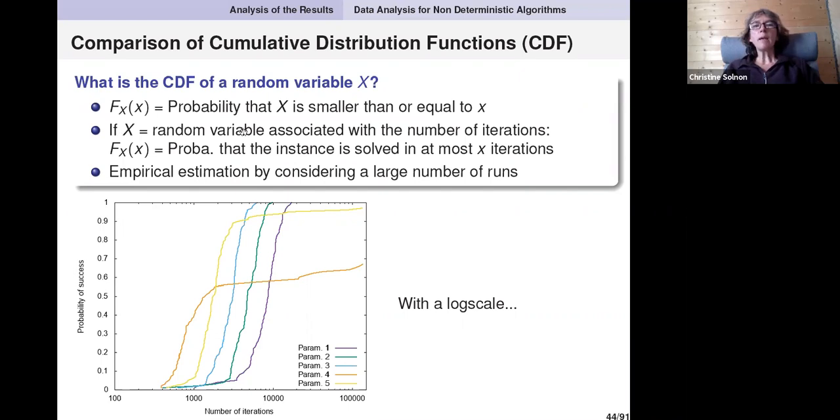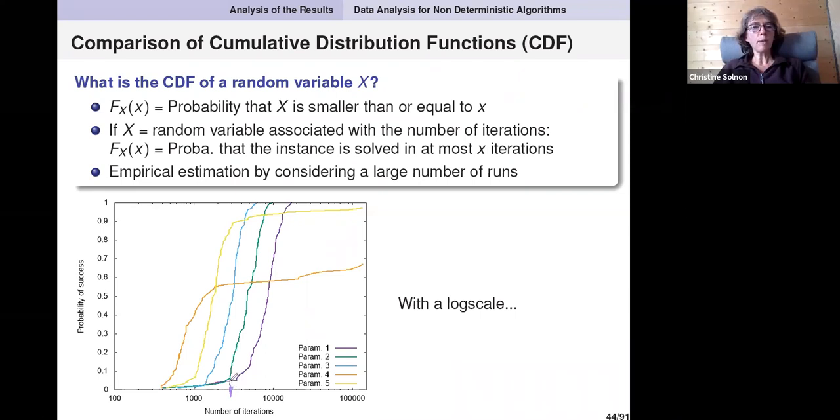So here my random variable corresponds to the number of iterations, and it means that I plot the probability that the instance is solved in at most x iterations. So for example, here, if I look at this time limit, which corresponds here to 3,000 iterations. For example, I know that I can wait for 3,000 iterations to obtain a result, but this is my real time limit for my application. So I'm interested to find the best approach within 3,000 iterations.